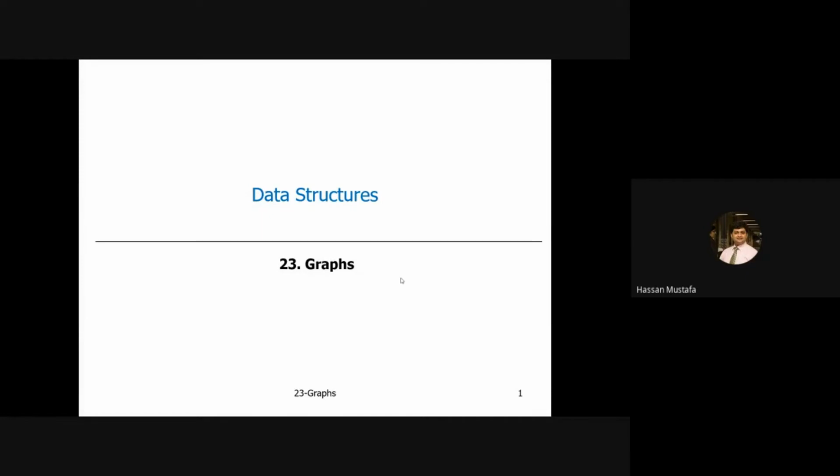In this lecture, we'll discuss graphs. And graph is one of the most important data structures. In fact, this is the second last data structure that we are discussing in this course. So, what a graph really is, let's just start the discussion, and you'll see how this graph is considered as one of the most important data structures so far.